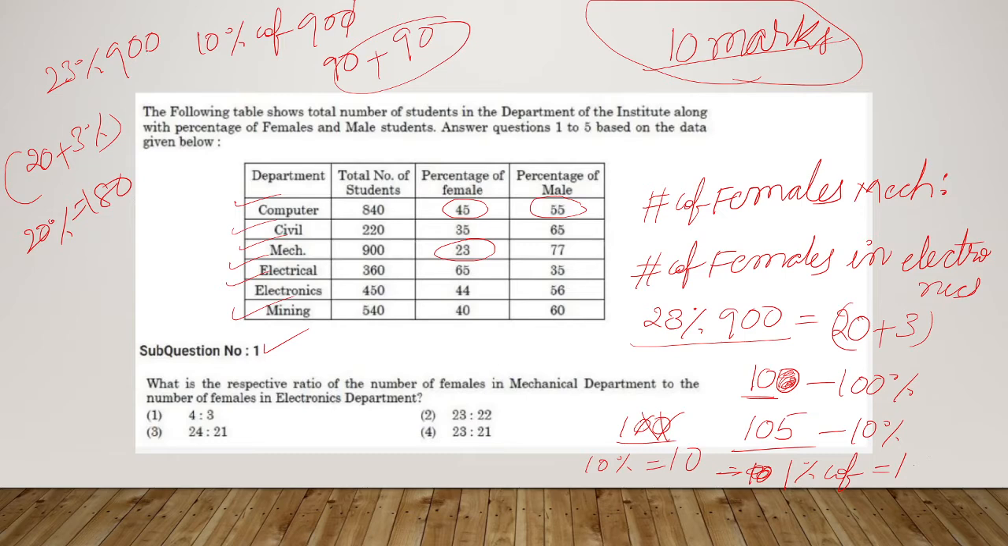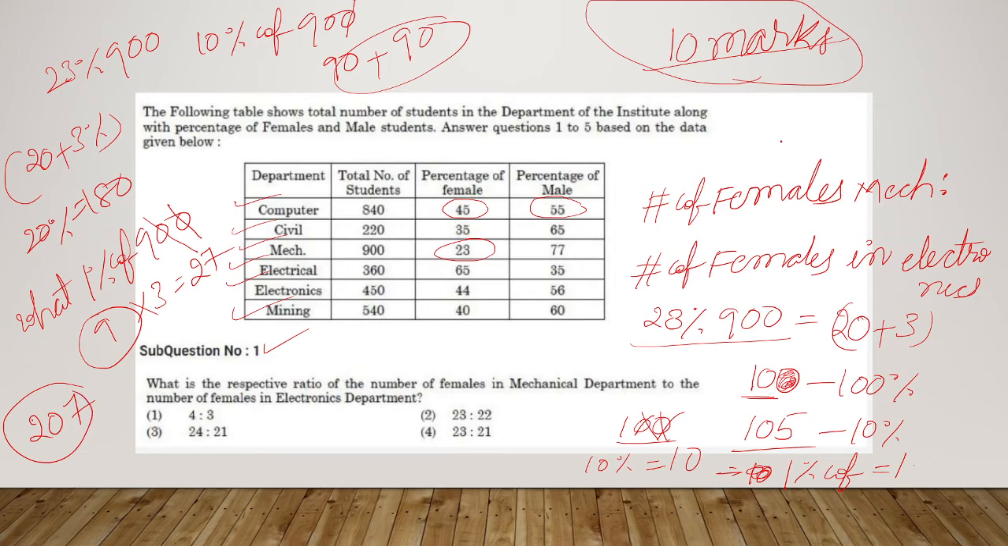What is the 3 percent? First we have to find the 1 percent. What is the 1 percent of 900? I already told you, 10 percent is 90. For 1 percent we remove one more digit. Here it is 0, that's why we can remove it. That is 9. What is the 3 percent? 9 into 3, that is 27. Okay, the 23 percent is 20 percent plus 3 percent, that is 207. This is the number of females in the mechanical department.